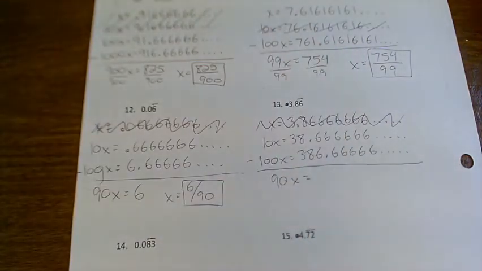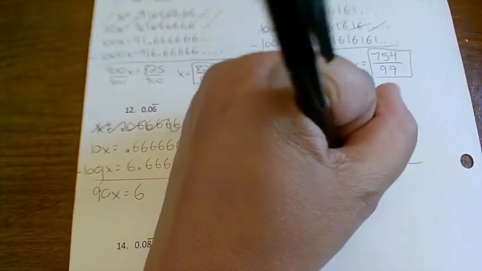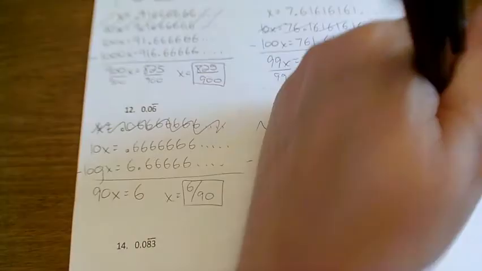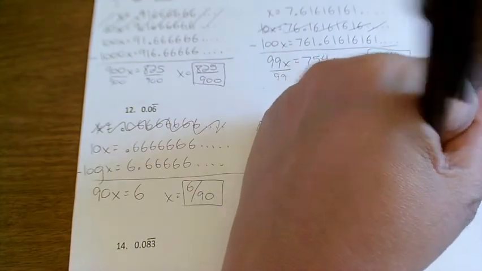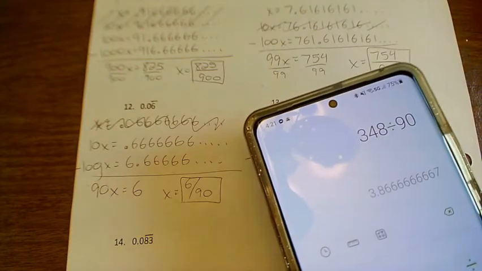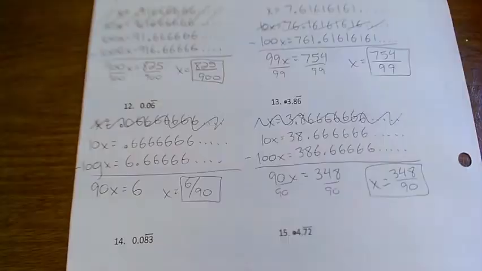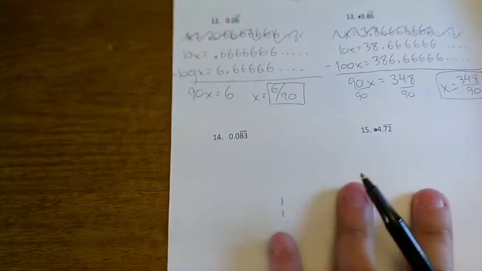And let's see, 386.6 repeating minus 38.6 repeating should be 348. So divide by 90 to get x by itself. So this one is 348 90ths. And again, if you just wanted to check, so 3.86 repeating. So we have the right answer. And then that reduces a little bit by 3.